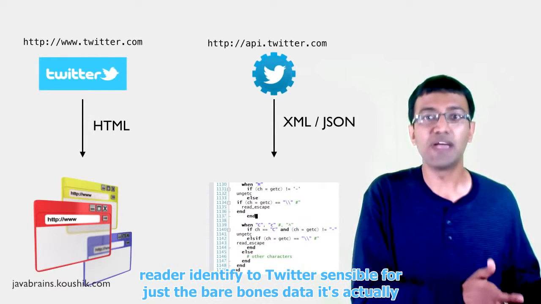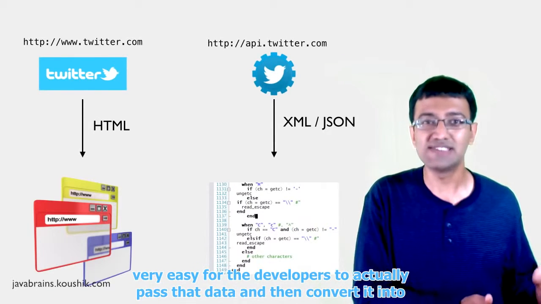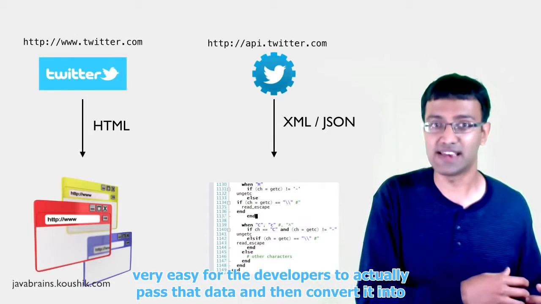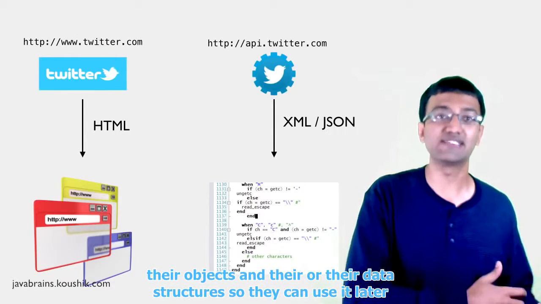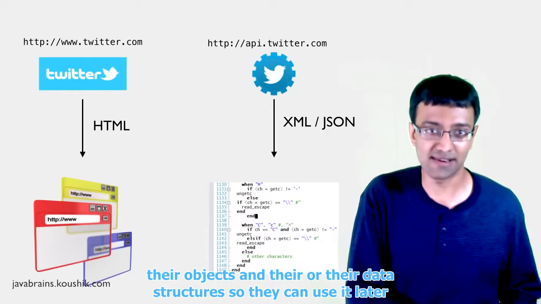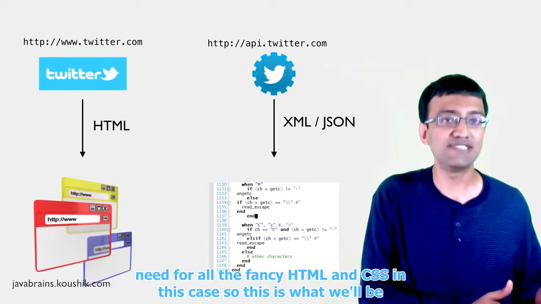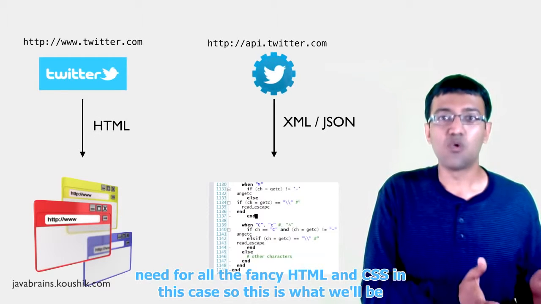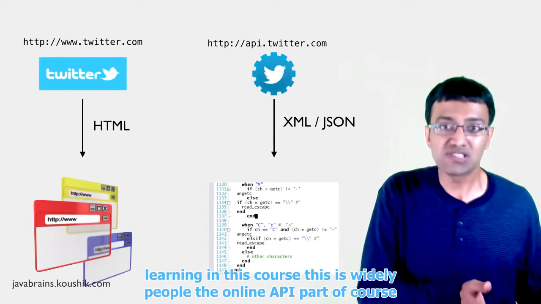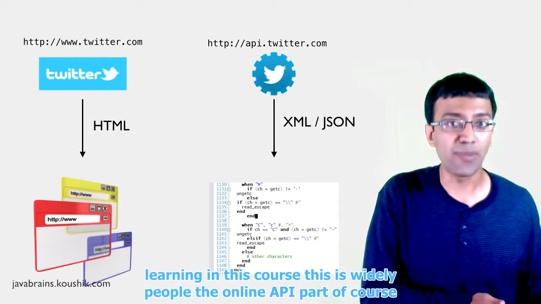Since it deals with just the bare bones data, it's actually very easy for the developers to parse the data and then convert it into their objects in their code, their data structures, so that they can use it later. There's no need for all the fancy HTML and CSS in this case, right? So this is what we'll be learning in this course. So this is what we'll be building, the online API part of it.